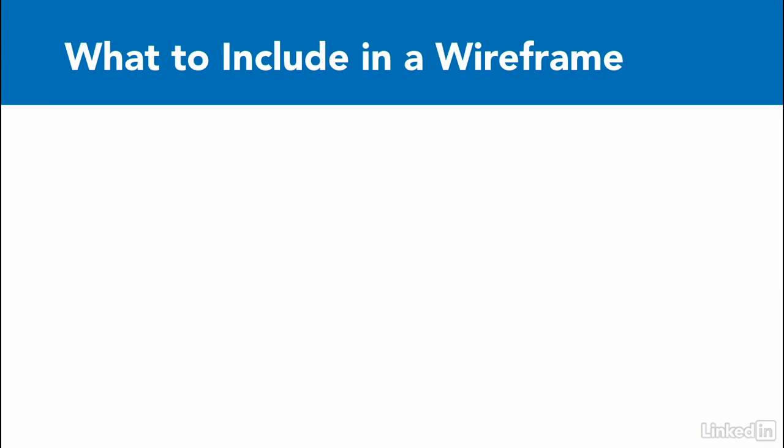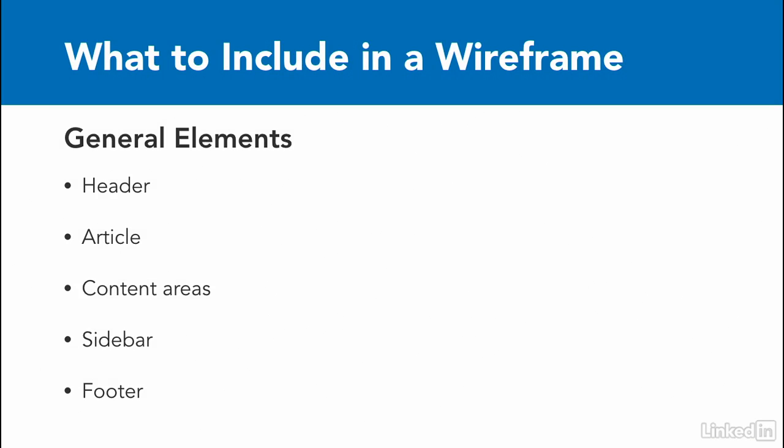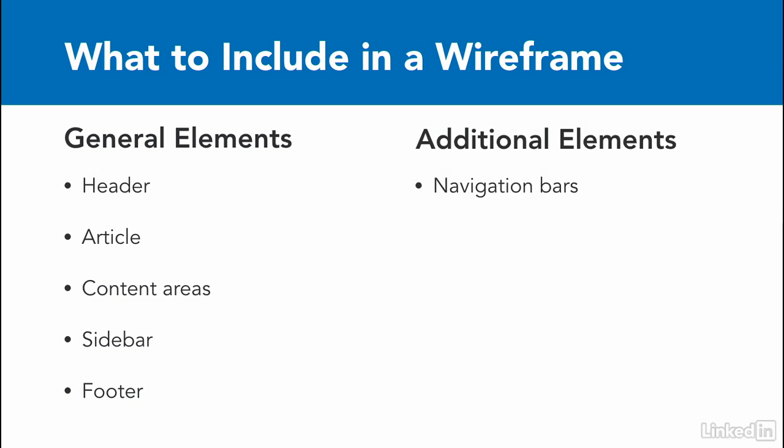which should follow. When you're considering what to include in a wireframe, think about general elements when you plan every web page, things like headers, footers, sidebars, and content areas. Then think of additional elements: navigation bars, widgets, buttons. Once you have an idea of the elements, you can now start creating your wireframe.